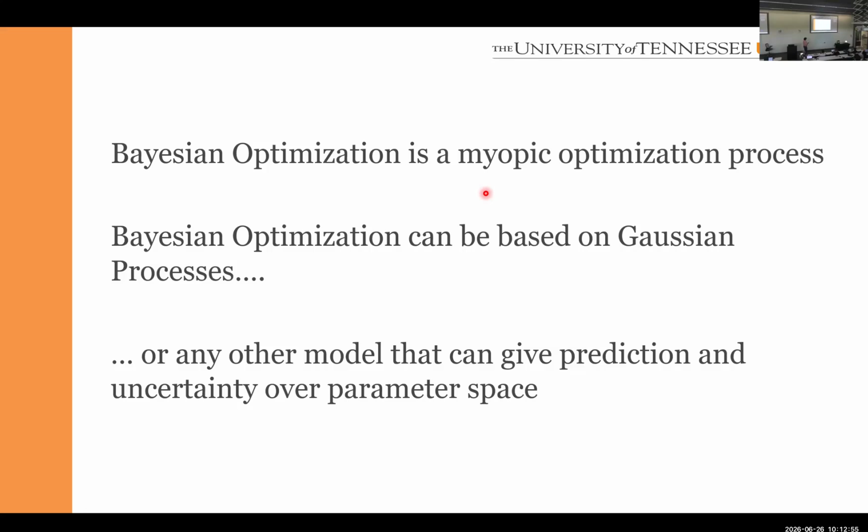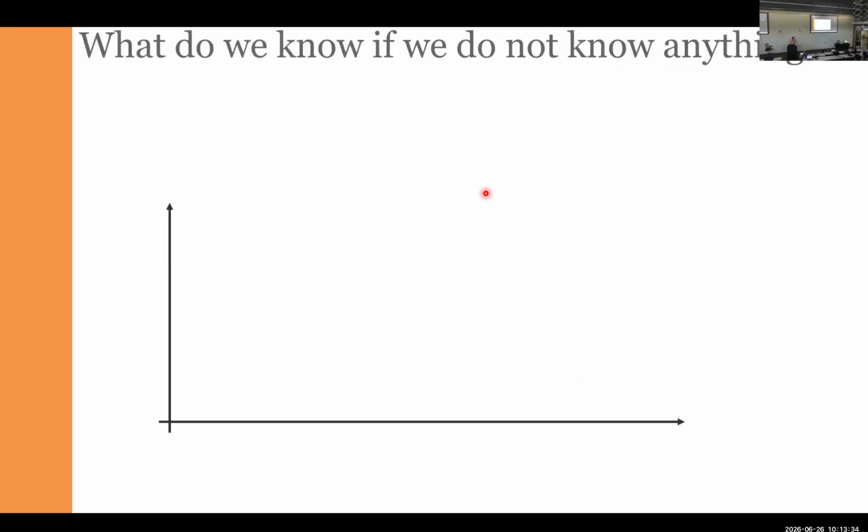Bayesian optimization can be based on Gaussian processes. However, it can be based on any model that can give prediction and uncertainty over the parameter space. Very often people talk about Bayesian optimization and Gaussian processes as the same thing. It is absolutely not. Bayesian optimization is the way you build the myopic active learning loop. The Gaussian process is one of the ways you can build the surrogate function that gives you prediction and uncertainty. There are many other ways to create this type of surrogate function. It's just that the Gaussian process somehow became the most famous one.